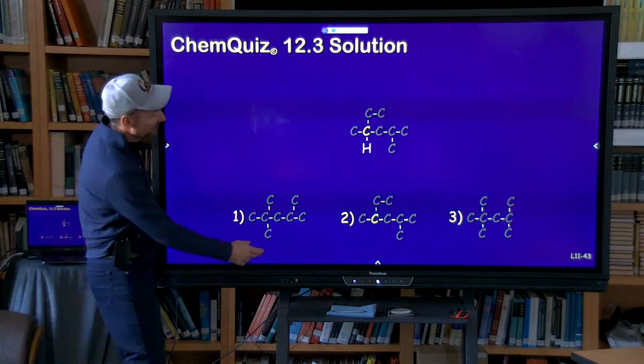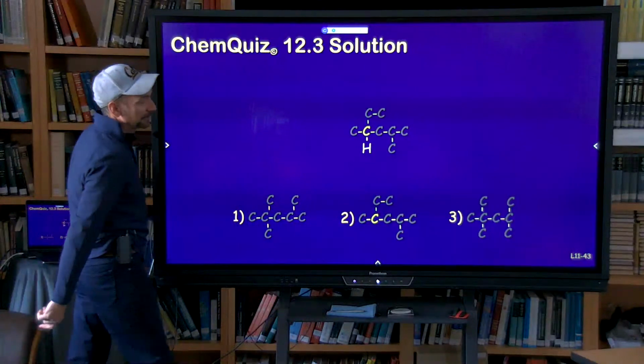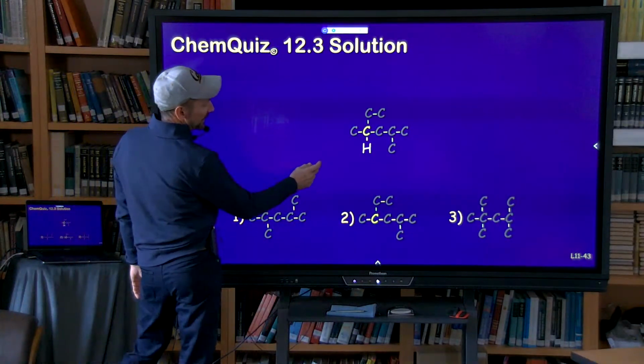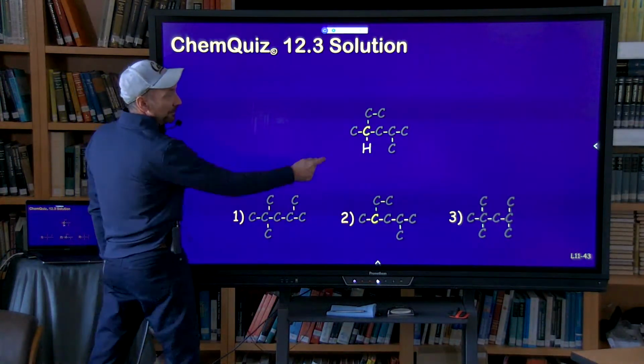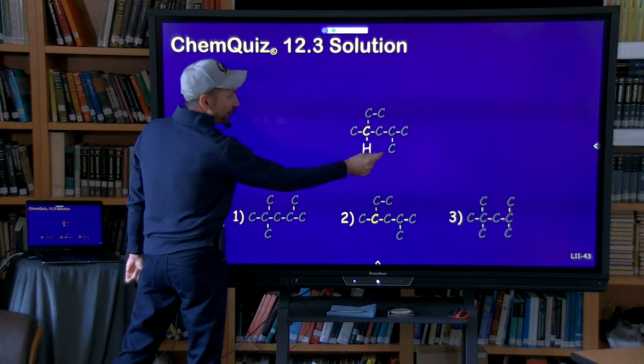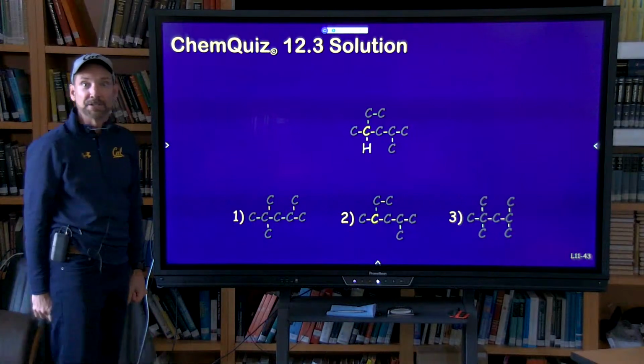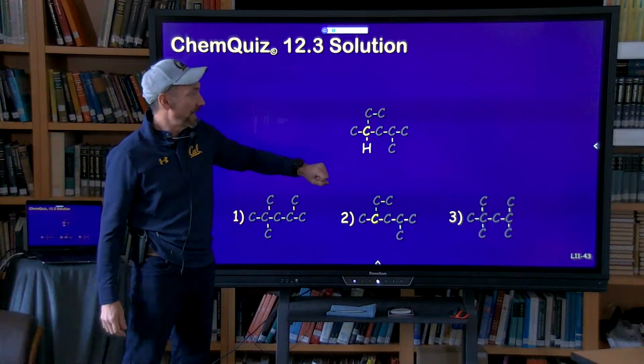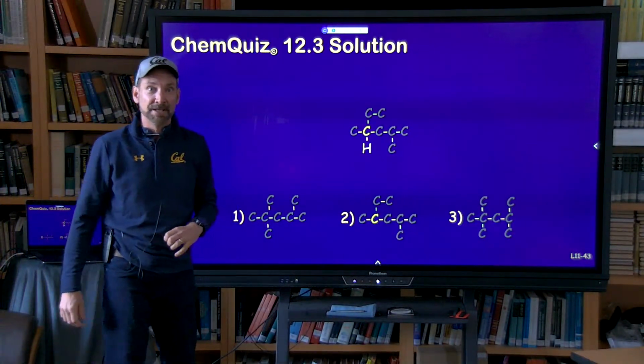And you can find it. It's this one. That is a carbon with 4 different things attached. I didn't draw all the hydrogens, but this carbon here has a 1 carbon chain, a 2 carbon chain, a 4 carbon chain, and a hydrogen attached to it. So this molecule is chiral because it has 1 chiral center.